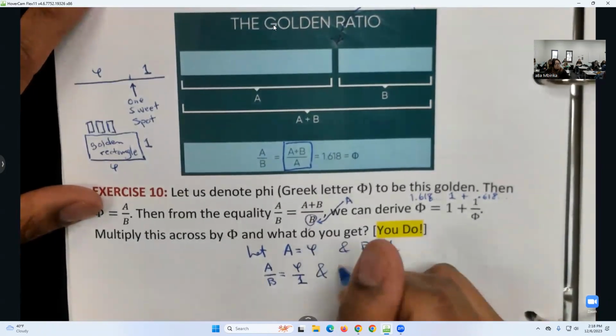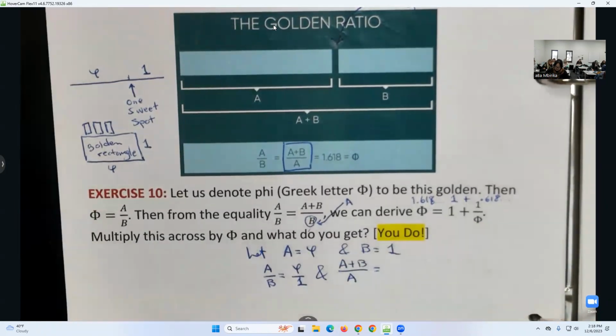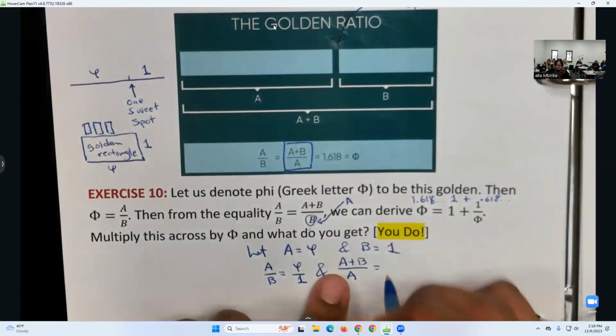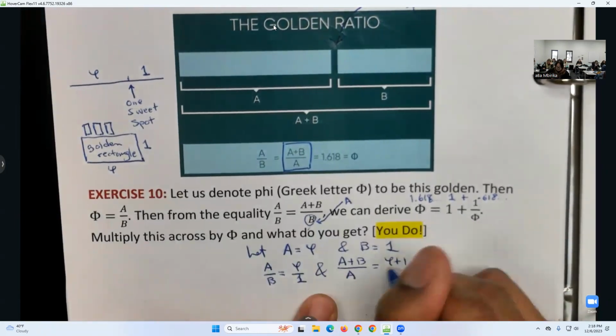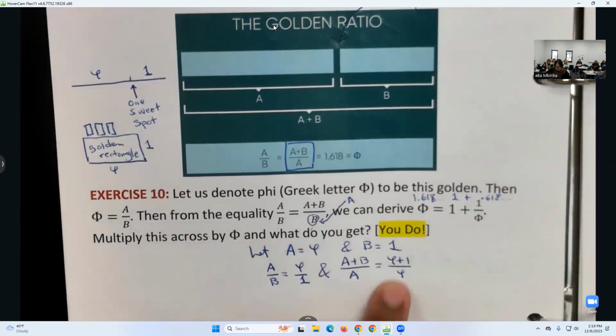And what do we have? We have A plus B over A. Well, let's substitute what we know for A. A is phi and B is 1. So we have phi plus 1 over phi. We're just replacing A's with phi's and B's with 1s.